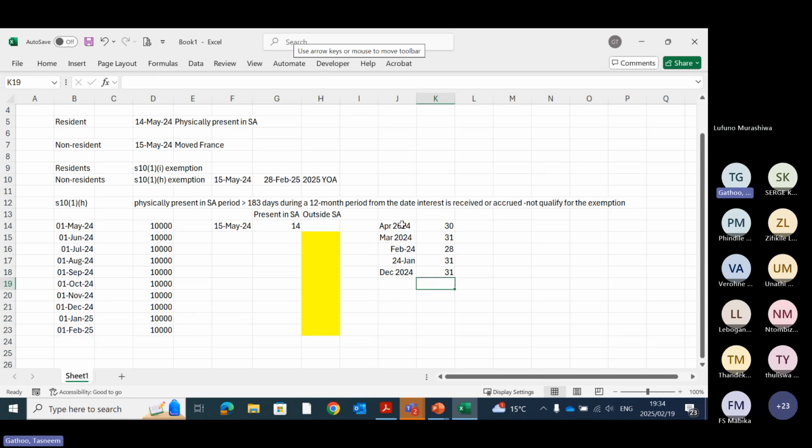And remember, we're looking backwards from a 12-month period, right? Sorry, ma'am, yes. Feb, was it not 29 days? Okay, so it was 2024. 29 days. Sorry, my bad.